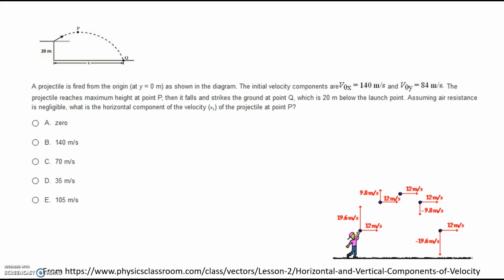So it says a projectile is fired. We have our given: VOX is equal to 140 meters per second. VOY is equal to 84 meters per second. And Y is equal to 20 meters.